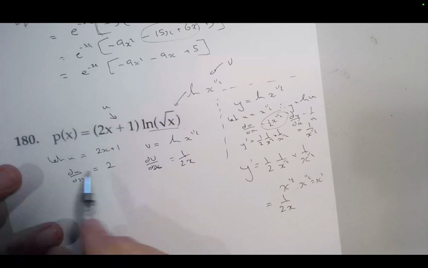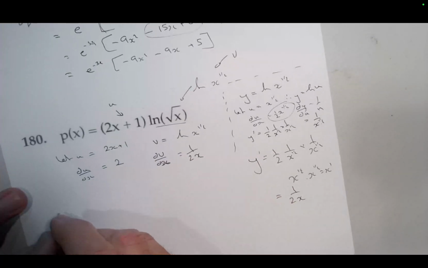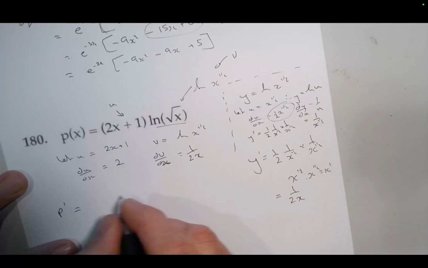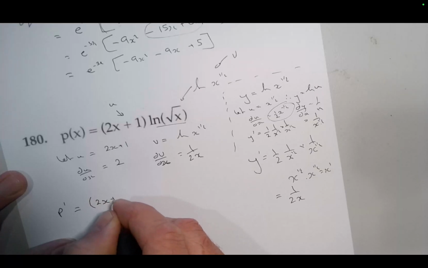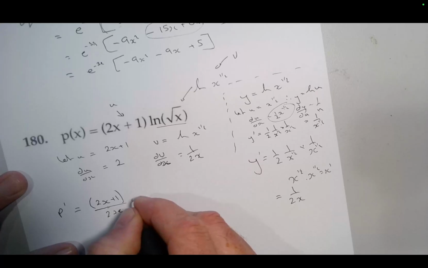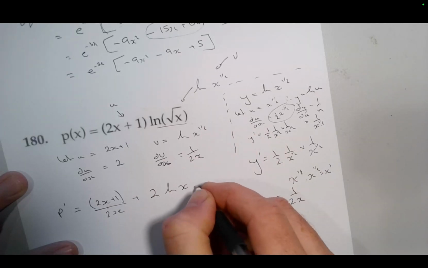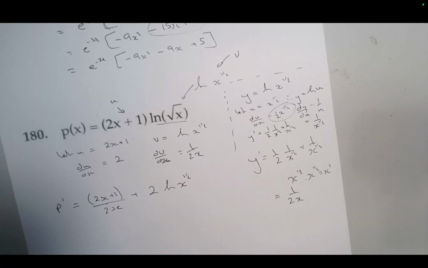Okay, so now we do the product rule. That times that plus that times that. So p dash equals 2x plus 1 times that, which is over 2x, plus that times that, 2 natural log x to the power of a half. I don't think we can simplify that.